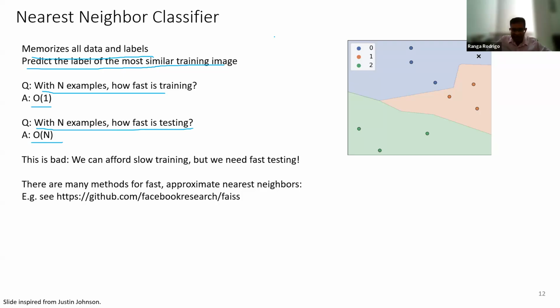Okay. So let's look at this now in this image here. I'm showing three classes, the blue class, the orange class, and the green class. These are the training images. They are classes we know. We know that this is green, this is green.